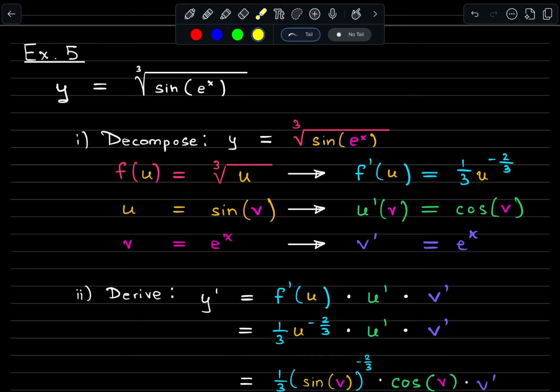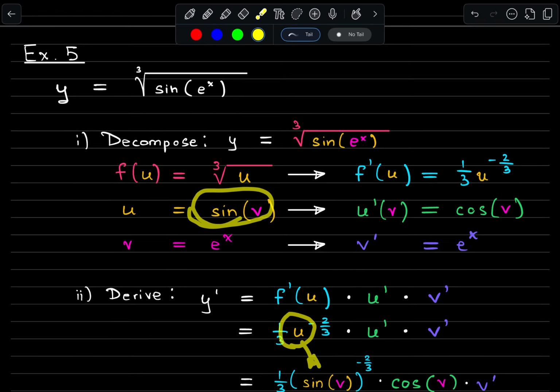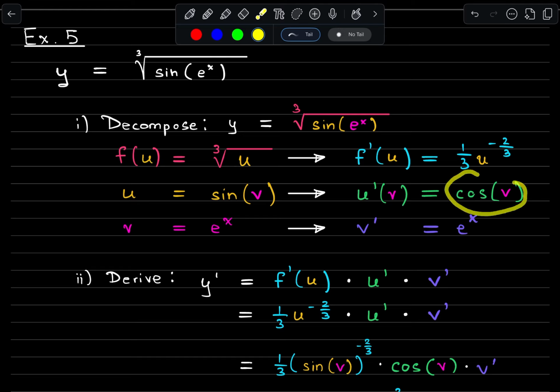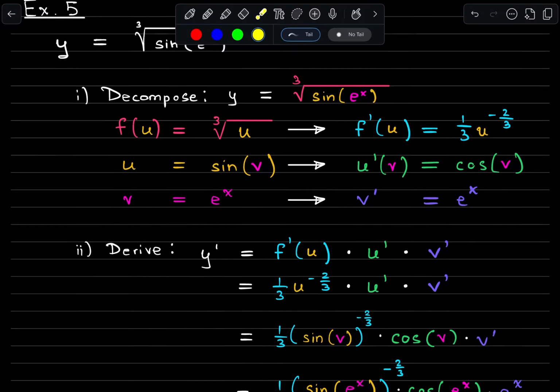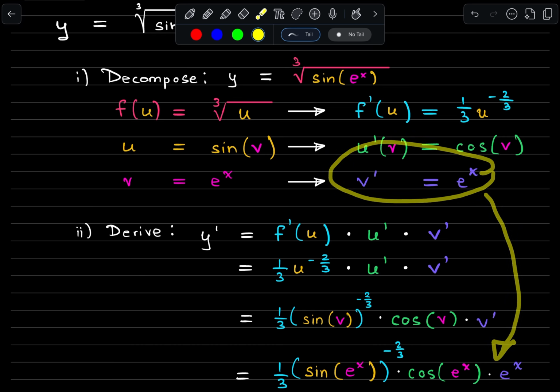Now let's put everything in terms of v. That's our next layer. So I've got u here, but u is just defined as sine of v. U prime is cosine of v. And v prime, it's already in terms of v. So we leave it for a second. And then our last step, or second to last step before simplification, put everything in terms of x. Well, v is just e to the x, so that's going here as e to the x, going here as e to the x, and v prime is also e to the x.